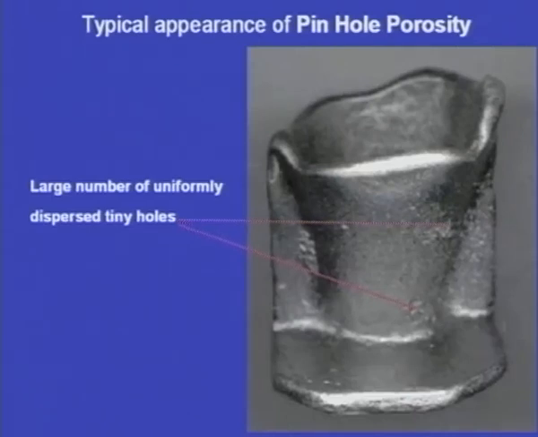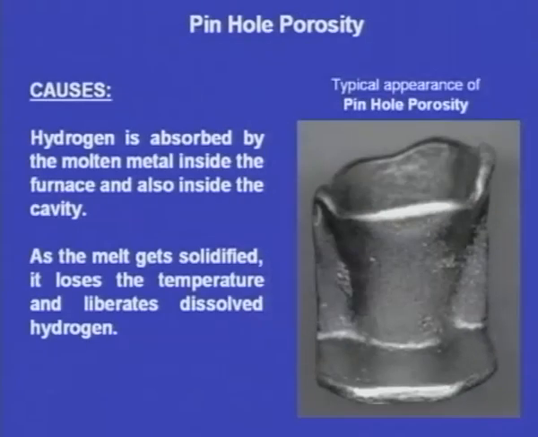And what are the factors responsible for this pinhole porosity? The main factor is the hydrogen. Molten metal absorbs hydrogen at two places. One place is in the furnace. In the furnace there is air. When we melt the metal, the molten metal absorbs the hydrogen in the furnace.